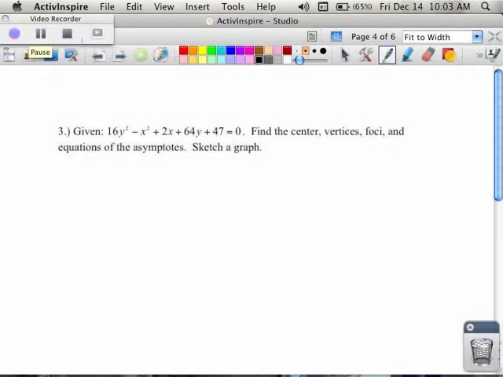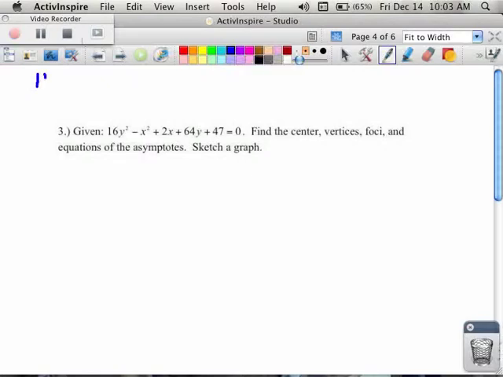Number 3. First thing in number 3 is we notice that we don't have anything in standard form, and we're probably, just like an ellipse, going to have to complete the square. I look in this equation, and what I notice is that I see x and y stuff. And I don't know which one's going to be positive in the end, but since the y is positive right now, I'm going to start with that one in my first parentheses.